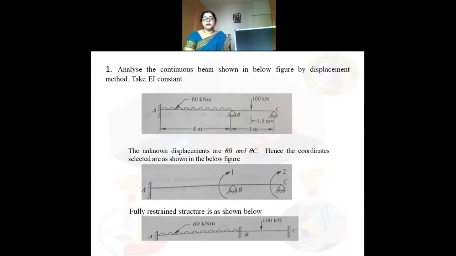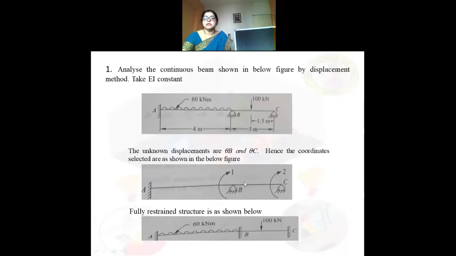Here in this problem we can notice that support A is a fixed support. So it will not allow any sort of displacement. Since it is a fixed support, it will prevent horizontal translation, vertical translation as well as rotation. So there is no degree of freedom at support A.